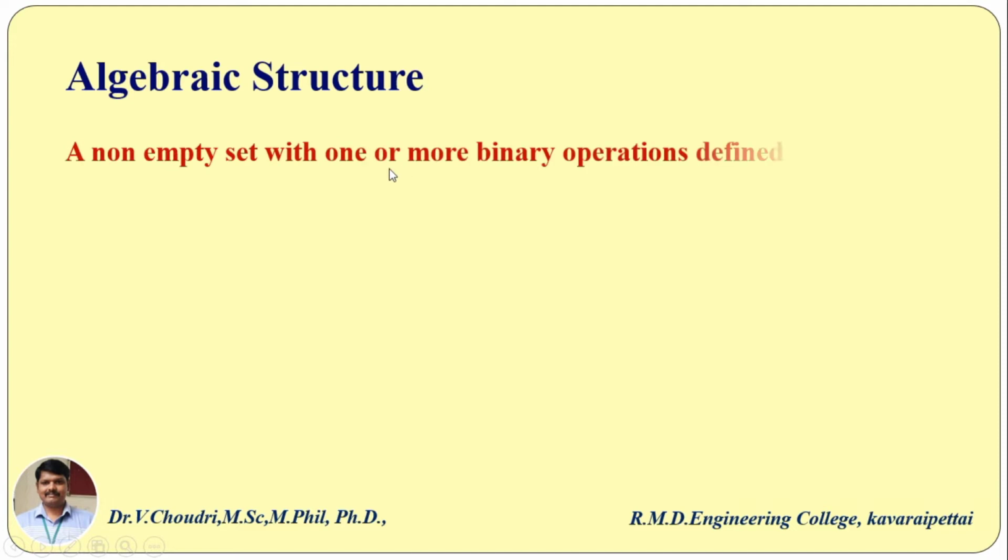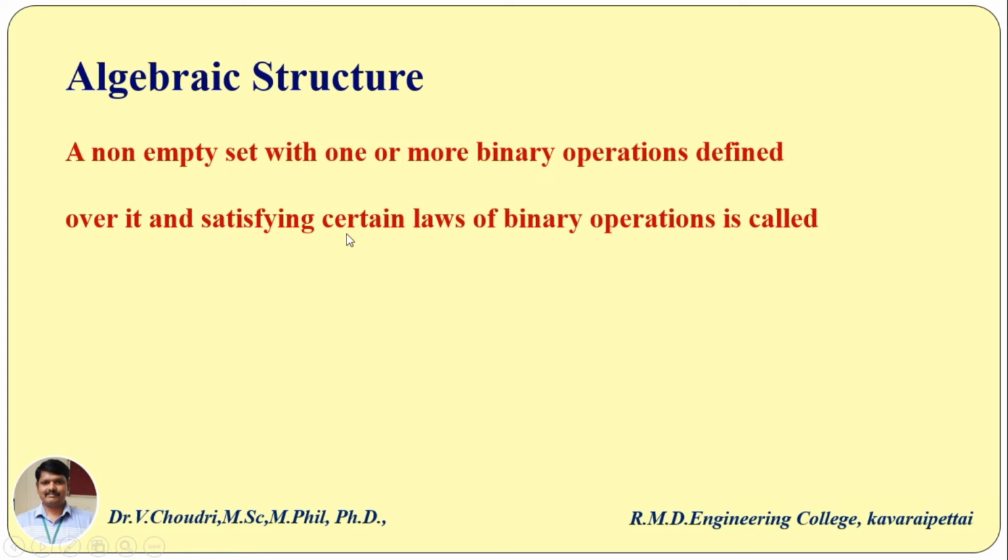See the definition: a non-empty set with one or more binary operations defined over it and satisfying certain laws of binary operations is called an algebraic structure or an algebraic system. A non-empty set means a set should be non-empty. At least it has one element, with one or more binary operations.